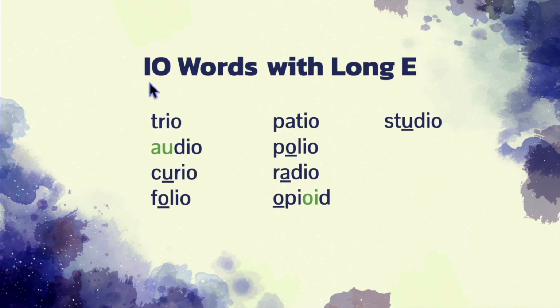Here are some words with an IO and the I has a clear long E sound. Trio, AU says ah, audio, curio, folio, patio, polio, radio, OI says oi, opioid, and studio. Notice that most of the time when you see I and O together, it's at the end of the word.